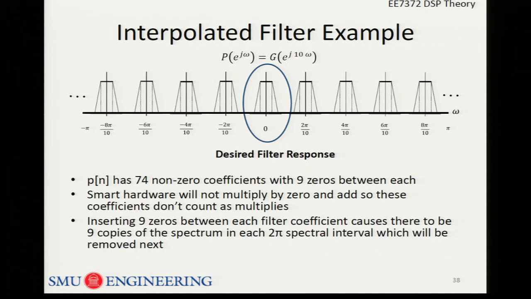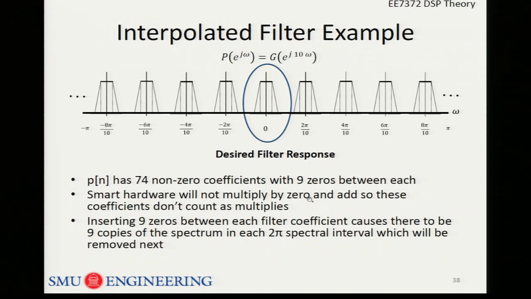So what would happen if we used p[n] to filter something? Well, one of the key points of all this is that this p[n] that we calculated, remember, has 74 non-zero coefficients. And we've injected, since we're upsampling by a factor of 10, 9 zeros between every coefficient. So you might think, well, it's still about the same number of coefficients as the other filter. And it is, except what's the big payoff?